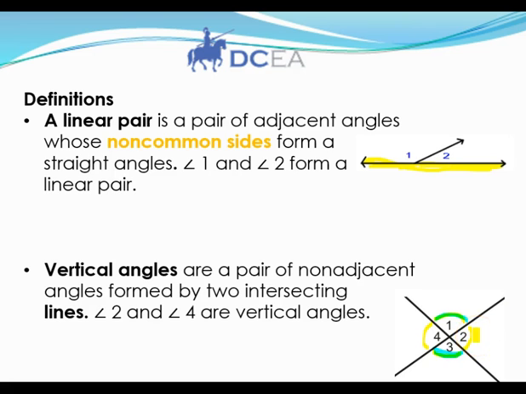So 2 and 4 are vertical, they're across from each other. 1 and 3 are vertical, they are across from each other. You have to be careful with these drawings. It must be 2 straight lines intersecting each other at one point for this definition to work.